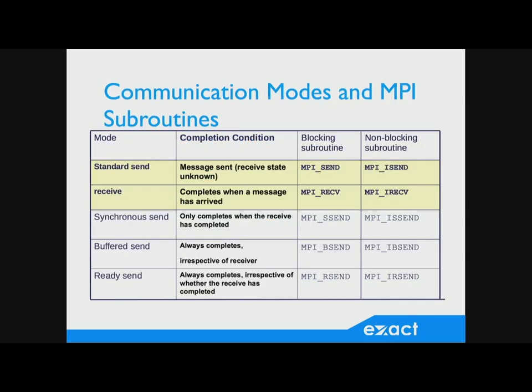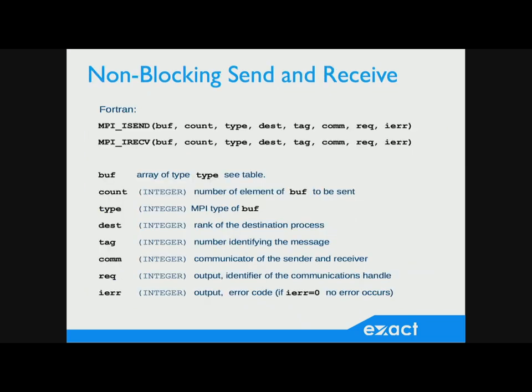These are the communication modes. Standard send, MPI send, standard receive, MPI receive. The non-blocking subroutines are MPI I send and MPI I receive. Then there are the other two, synchronous send and buffer send, that I mentioned before. They are there, but generally you can just use MPI send. The majority of codes work this way, with MPI send.